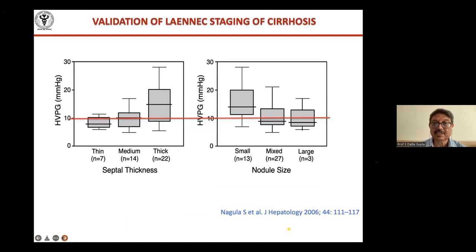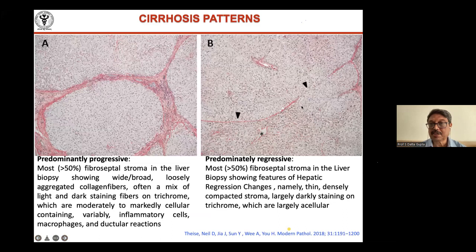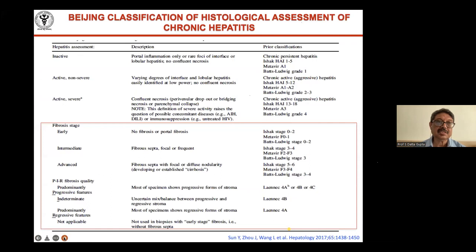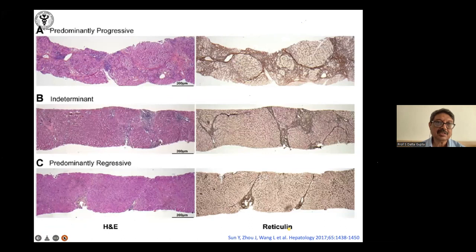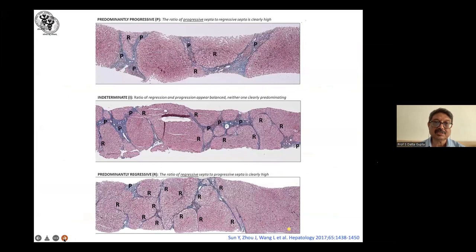If the septa are not complete, it's predominantly regressive. There is a Beijing classification related to this. You can read about it. So this person is likely to do better than him or her. So there's a grading of cirrhosis that is there nowadays. There is another grading that is done.